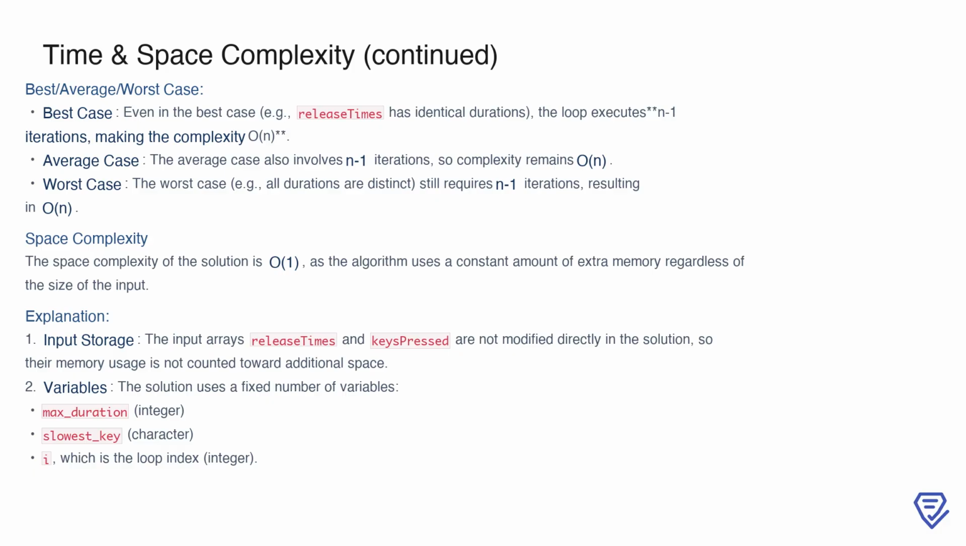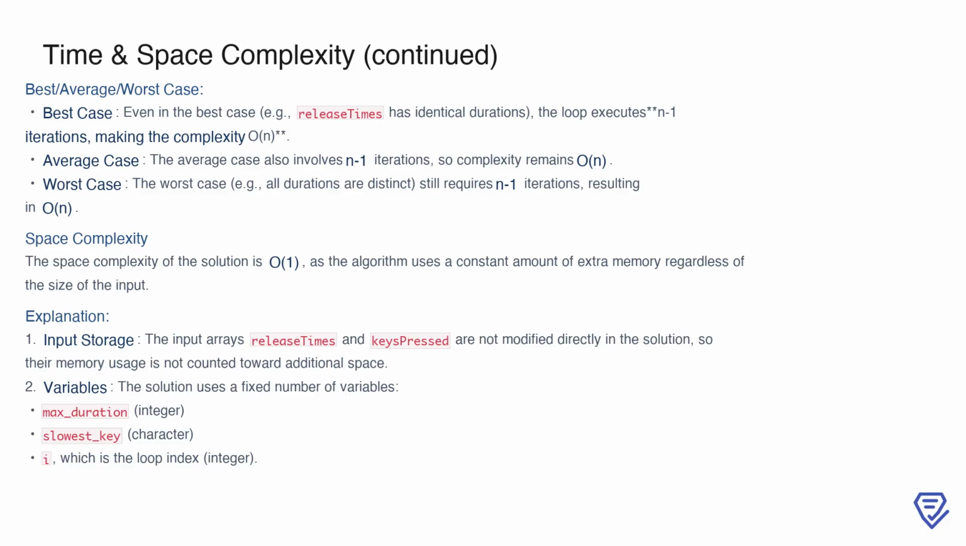Even when we consider different scenarios, the time complexity remains O(n). In the best case, such as when all durations and release times are identical, the loop still executes n-1 iterations, making the complexity O(n). For the average case, the same n-1 iterations are required, so the complexity is again O(n). And in the worst case, where all durations are distinct, the loop still needs to process every key press, which results in O(n). Now, shifting to space complexity, the solution is extremely efficient, requiring only O(1) additional space.